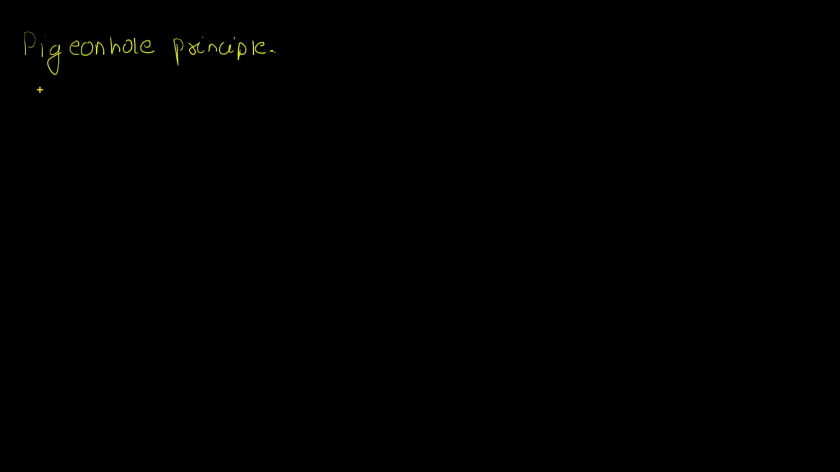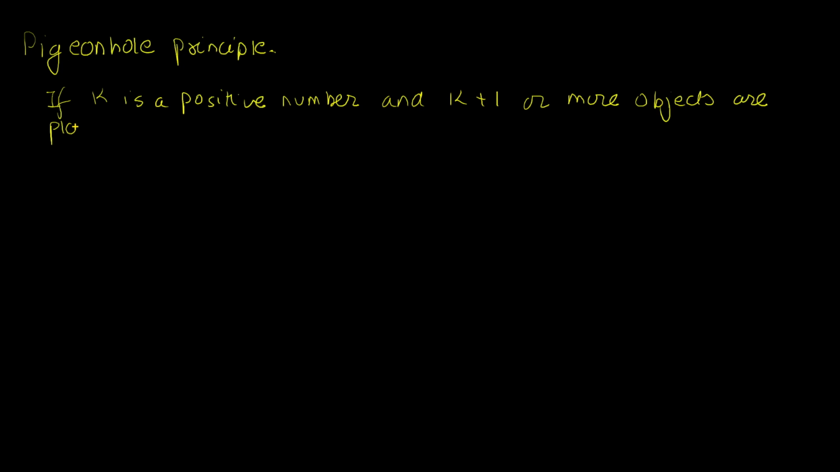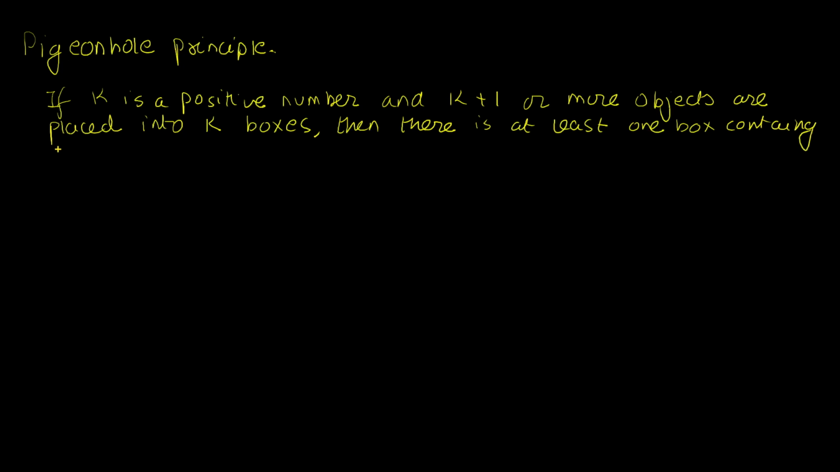Alright, so this principle is pretty simple, so I think we can just get started with this statement. It formally states that if k is a positive number and k plus 1 or more objects are placed into k boxes, then there is at least one box containing 2 or more of the objects. So let's dive into this definition. It mentions k boxes and k plus 1 objects.